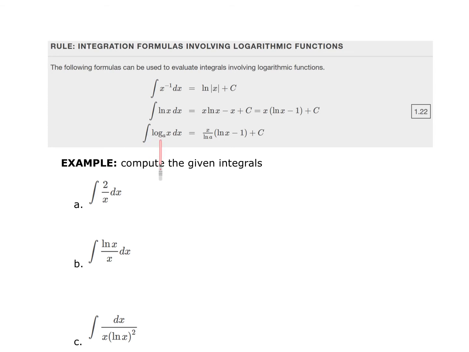And I have the integral of log base a of x dx is x over the natural log of a, the natural log of x minus 1 plus c. Boom, boom, shakalaka. So this is the same thing as 1 over x, and this is going to be 2 multiplied by the natural log of the absolute value of x plus c. Do not forget to put the absolute values.